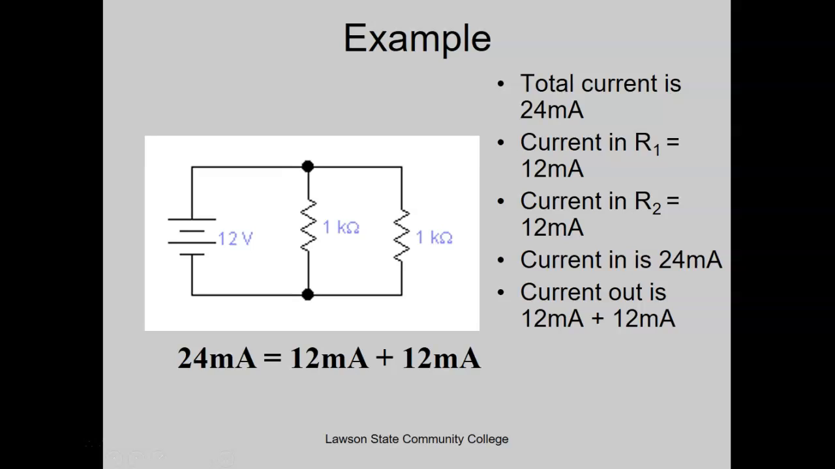All right, so total current here is 24 milliamps. Current at R1 would be 12. Current at R2 would be 12. Total current again is 24. Current in should equal current out. Okay? Any questions on that, guys?